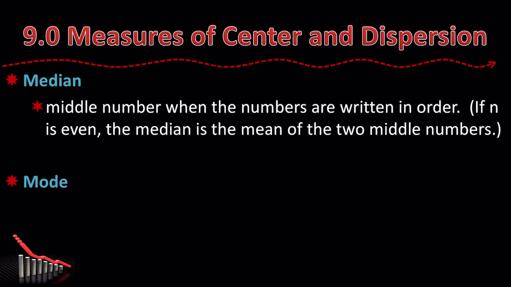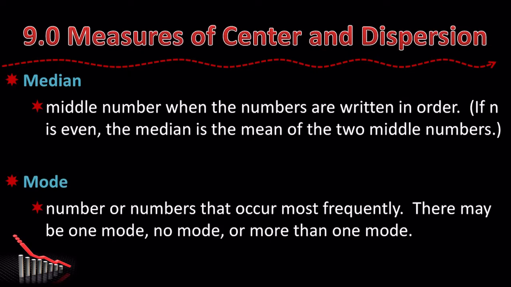The last measure of central tendency is the mode, which is the number or numbers that occur the most frequently. There may be one mode, no mode, or more than one mode. It's whatever one's there the most. If they're all there once, you say there's no mode. But if there's several different numbers that are there the same amount of time and it's the most of any of them, you put them all down as the mode.